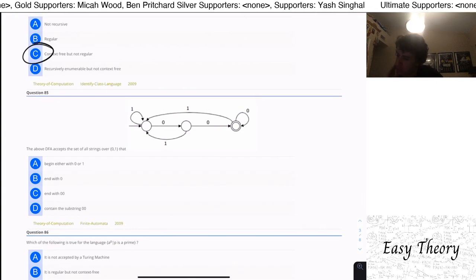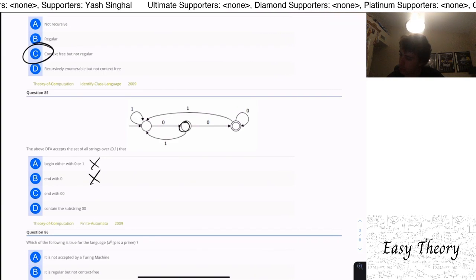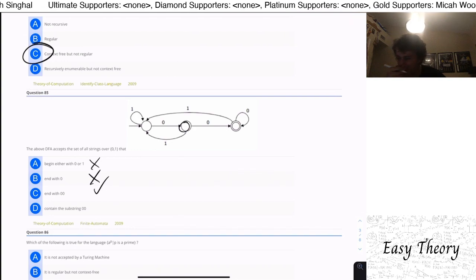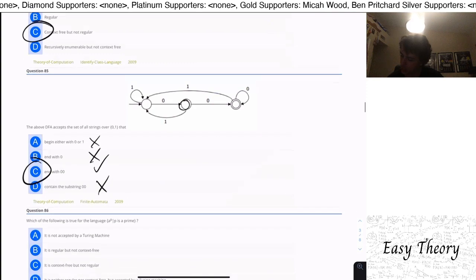DFA accepts all strings that begin with 0 or 1? No. And with 0? No, because of this state, so that's not true. And with 0, 0? Contain the substring 0, 0? Certainly possible, but it doesn't accept 0, 0, 1 for that reason. So that's not true. So C.